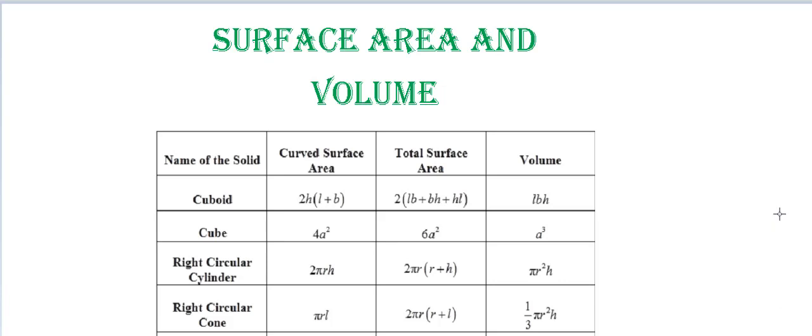In this, we are going to discuss some of the solids, their curved surface area, their total surface area and volume. And I will be discussing some of the new concepts which are introduced to you in this chapter. We know what is cuboid, what is cube. The curved surface area for cuboid is 2h into length plus breadth. You know this. Then we have total surface area and then we have volume.